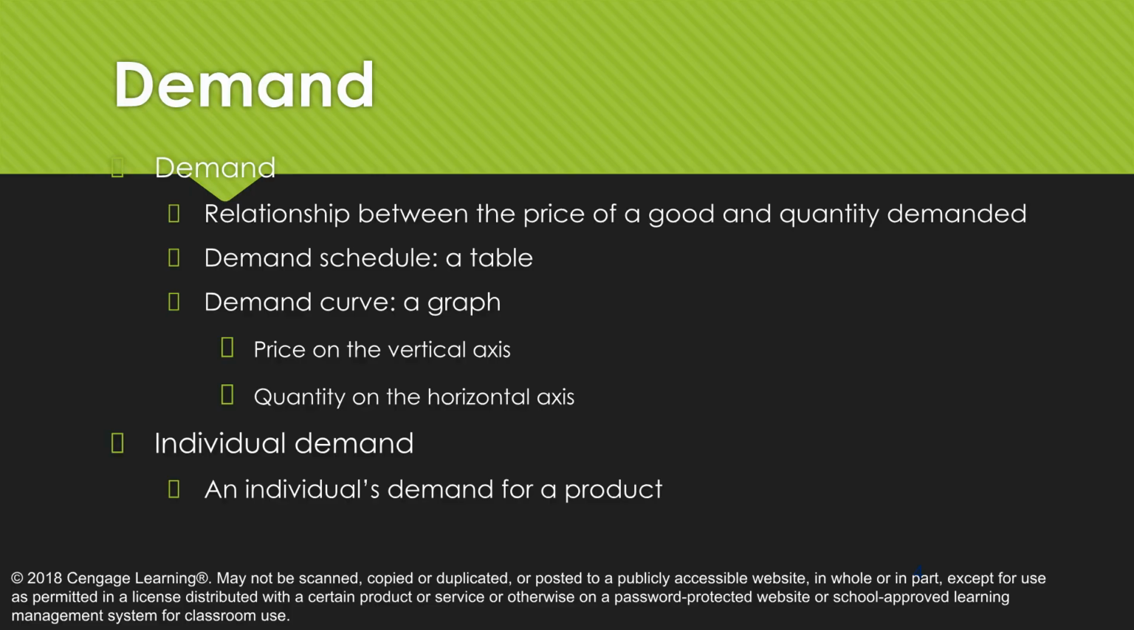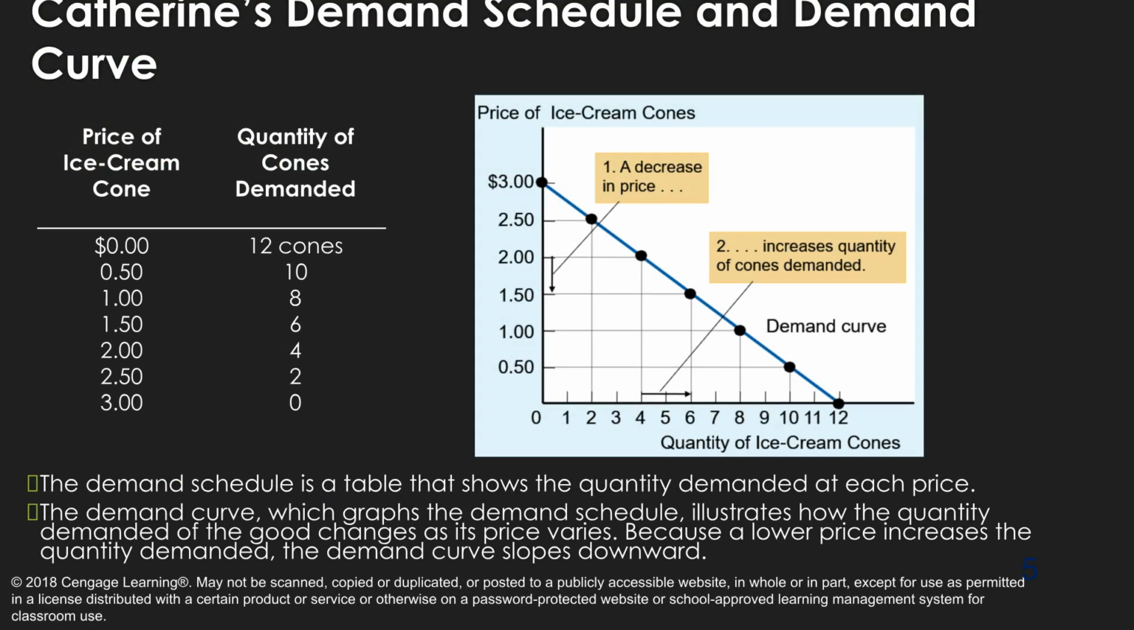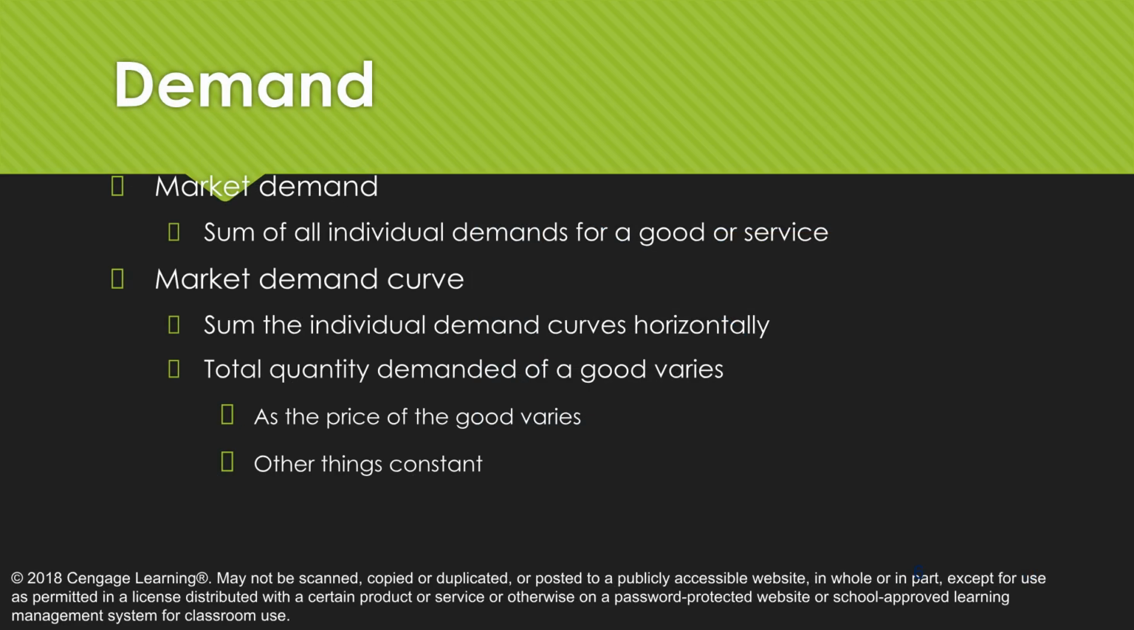This is often organized into a demand schedule, which is a table, or a demand curve, which is a graph with price on the vertical axis and quantity on the horizontal. This slide displays Catherine's demand schedule and curve. It illustrates how lower prices correspond to an increase in the quantity of ice cream cones demanded, resulting in a downward sloping demand curve. Market demand is the sum of all individual demands for a good.